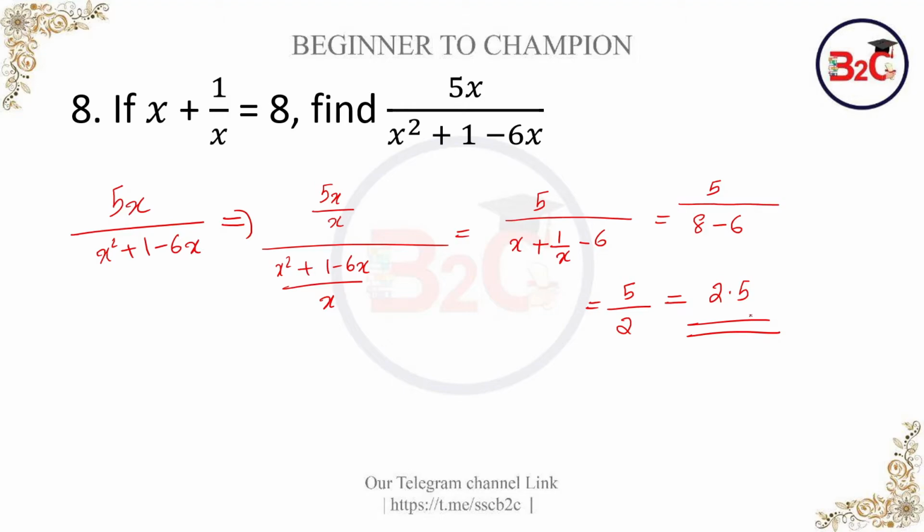So we take the equation here, divide both numerator and denominator by x, and after cancelling, we can substitute the value x plus 1 by x is equal to 8 and then directly find the answer. Okay, this is very simple. You can do it in seconds using this logic. Now let's go to the next question.